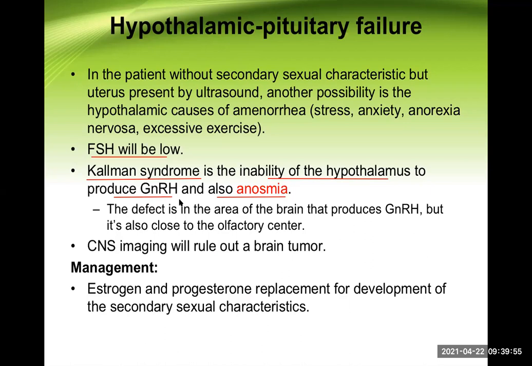Male will have a very small size of the penis, which is known as micropenis, and the secondary sexual characteristics are absent. In female also, the growth spurt will not occur, the breast development will be a problem, and menstruation will not occur. CNS imaging will rule out a brain tumor in this condition, because pituitary tumor or brain tumor is one of the causes of amenorrhea. Regarding the management, you have to replace estrogen and progesterone for the development of secondary sexual characteristics here.